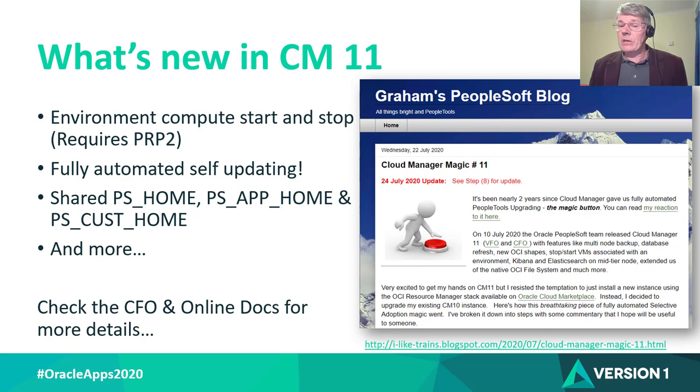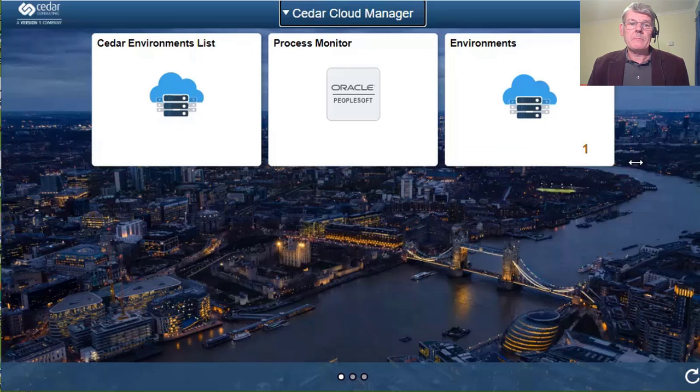Check out the cumulative feature overview and PeopleBooks online for more details. And I've put a link to my blog post there. When you get hold of these slides, you'll be able to click that link. It'll take you through to it.